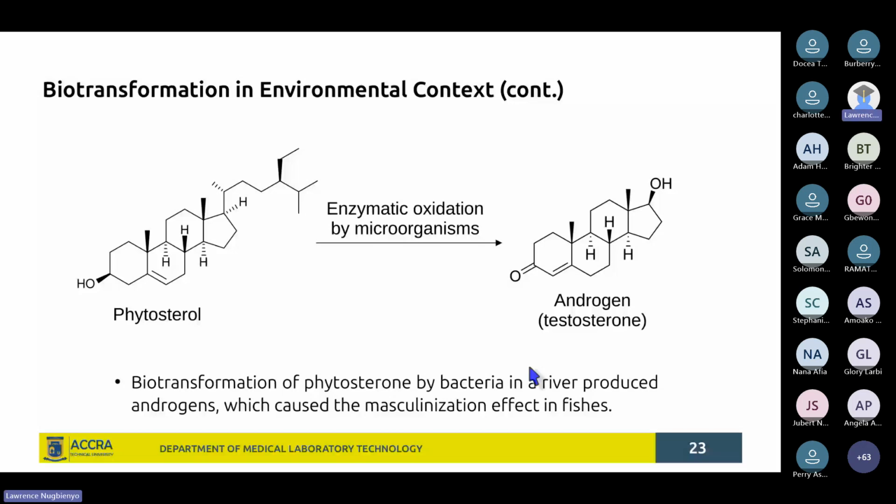Now we have phytosterol. From the name, it tells you clearly this is a sterol which is in a plant. You find phytosterol in nuts.